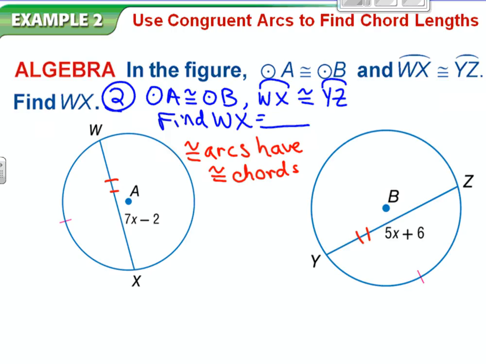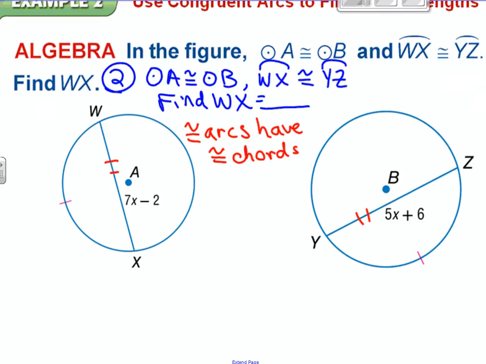And then that means that WX is equal to YZ, and I can write an algebra equation and solve for x. Here's my algebra equation: 7x minus 2 equals 5x plus 6. I'll give you a moment to figure out what x is. And in fourth hour, I'll be coming around the room and checking your answer. In seventh hour, I'll be writing up the work and showing you the answer in a few moments.